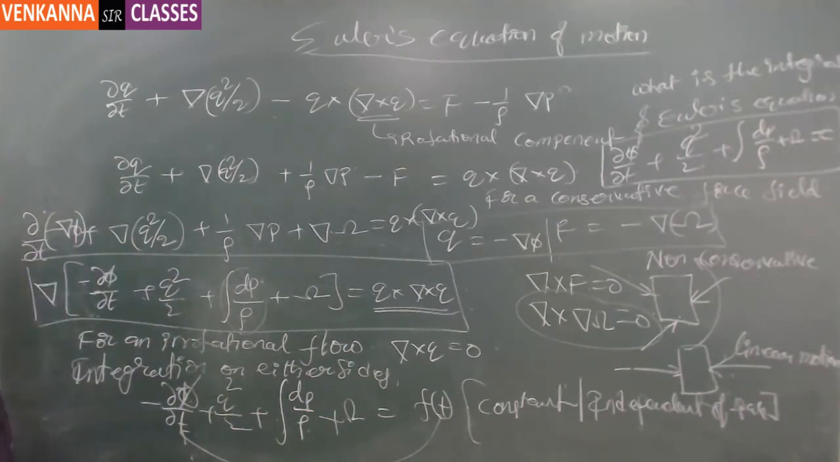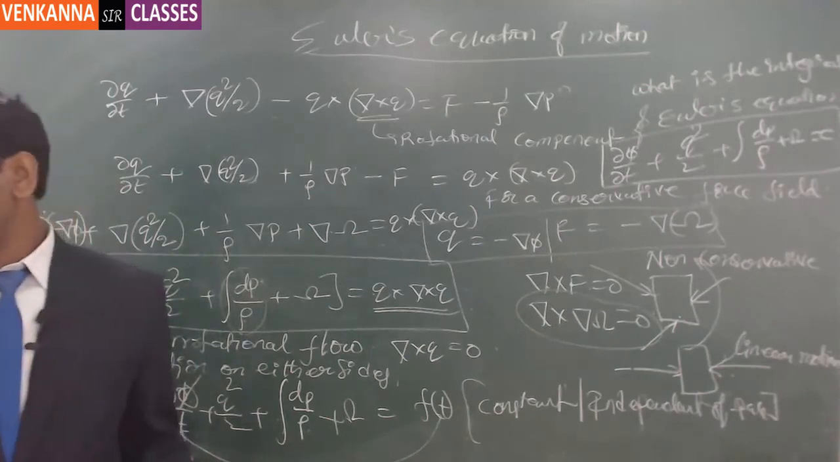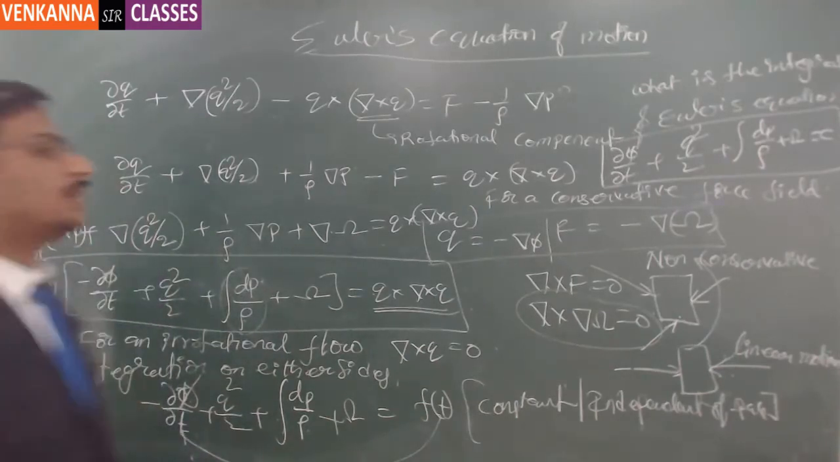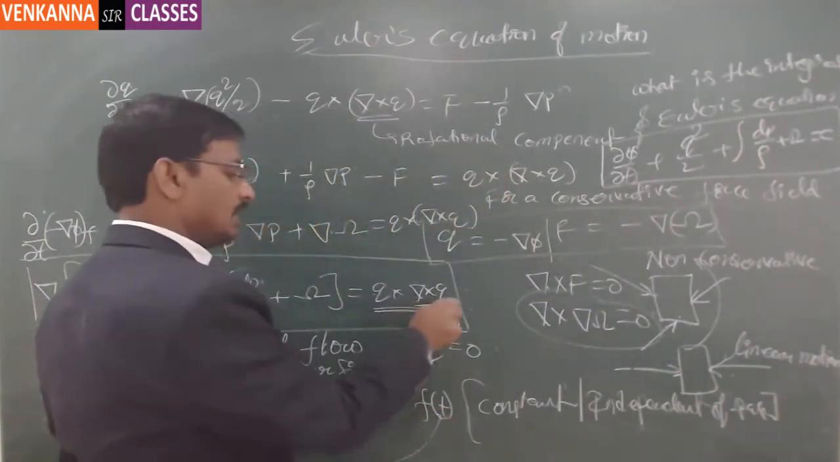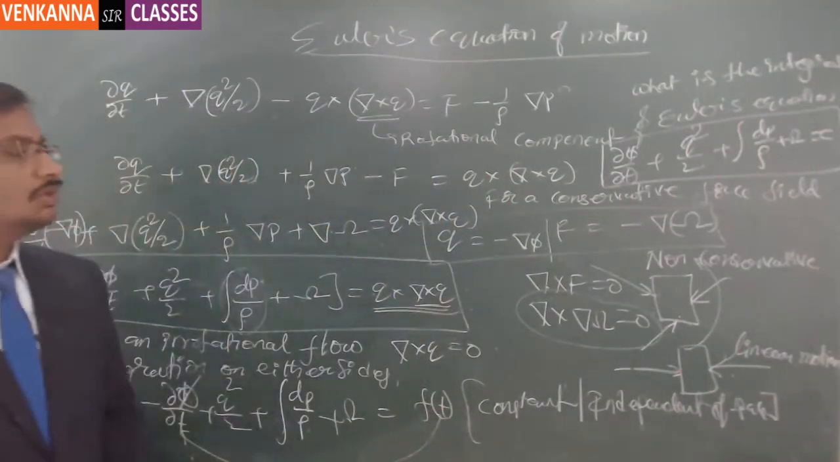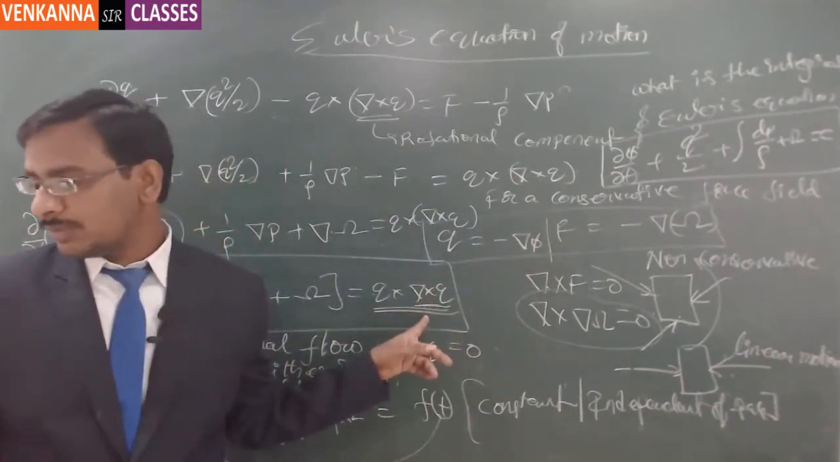Okay. I hope it is noted down. So this is for the Euler's equation of motion for irrotational unsteady flow. Unsteady is nothing but derivative with respect to time. Irrotational is nothing but del cross q is equal to 0. So there is an unsteady component and then there is an irrotational component, right?